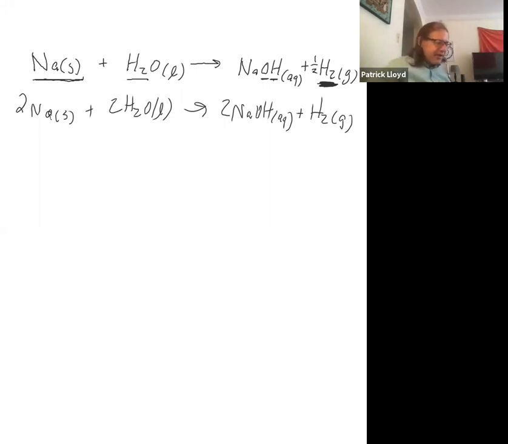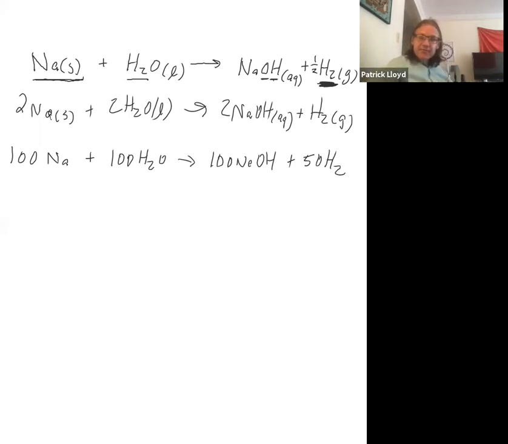They're both balanced. Technically speaking, you could have 100 sodiums plus 100 waters gives you 100 sodium hydroxides plus 50 hydrogens. That's a balanced equation too, right? If someone says write a balanced equation, that's a balanced equation. Now that would be considered poor form, because having these big coefficients, 100s and 50, why would you have big coefficients like that? It doesn't make sense. But it is a balanced equation, right?